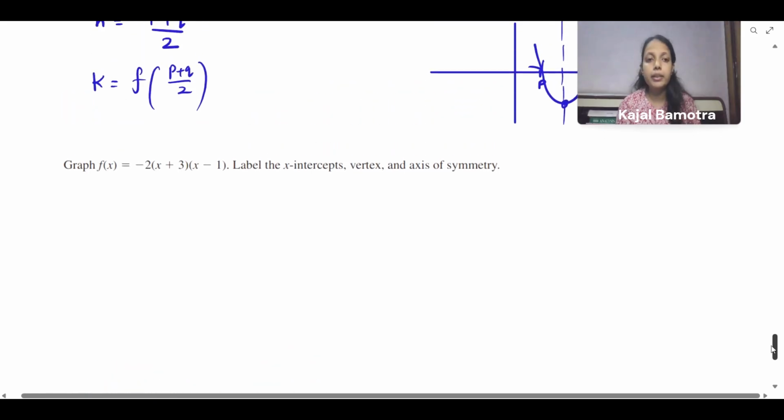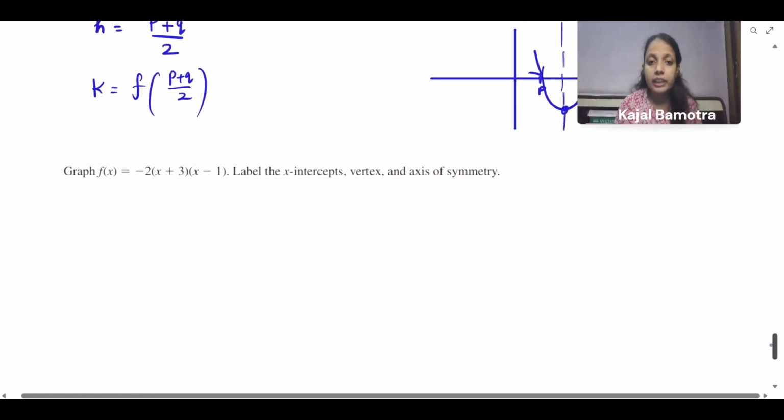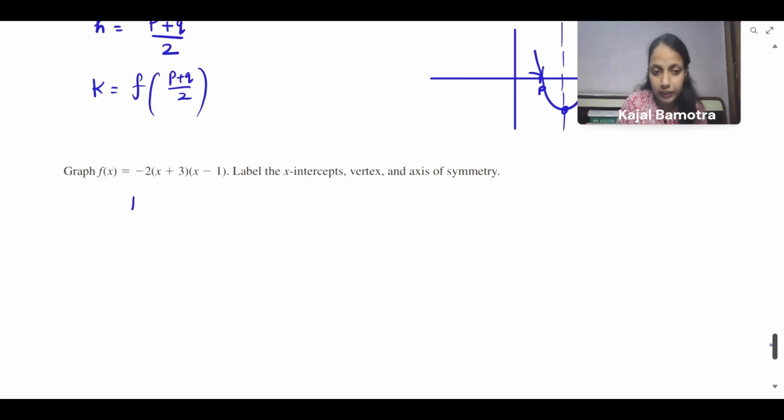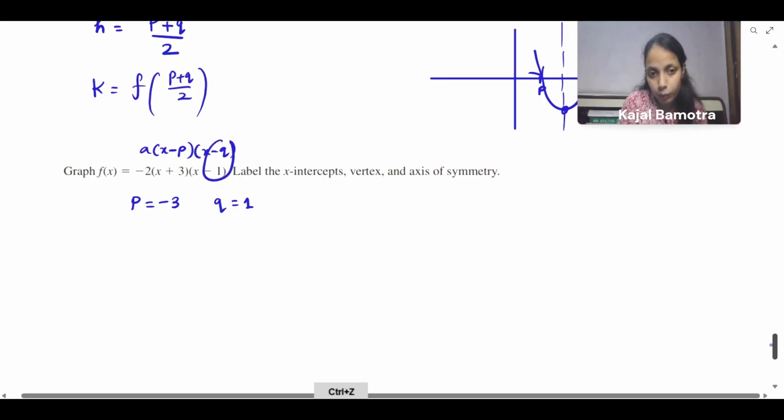Let's have an example. Graph this function, label the x-intercepts, vertex and axis of symmetry. What is the p value here? -3. What is the q value? 1. So I am comparing with this, and you will get p is -3, q is 1. So h is -3 plus 1 over 2. We have to add and divide by 2. -2 by 2, it's -1.